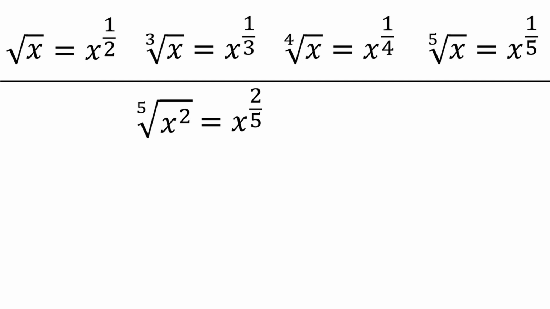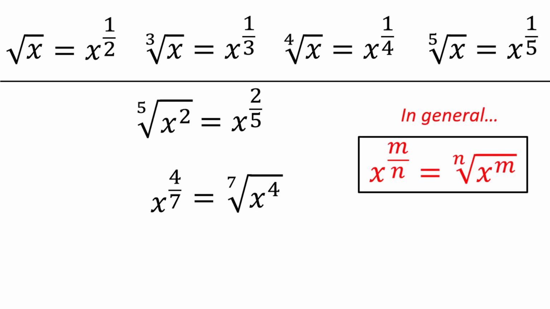We can also go the other way around. So if you have x to the 4/7 power, for example, you know the denominator corresponds to the root, so we have the 7th root. Underneath the radical sign, we have x to the 4th power. If you're someone who likes formulas, you can think of x to the m over n power as equaling the nth root of x to the m power. The denominator of the fraction always corresponds to the root, and the numerator corresponds to the power on the variable.